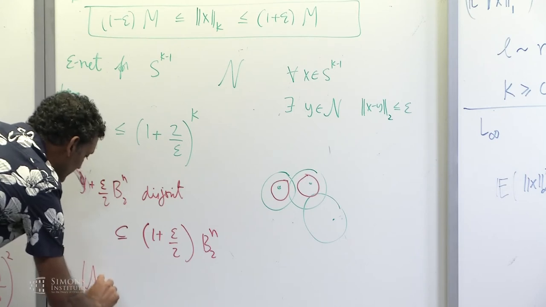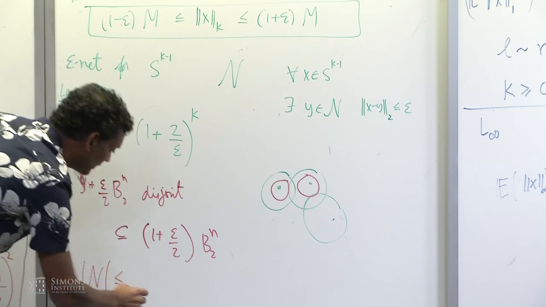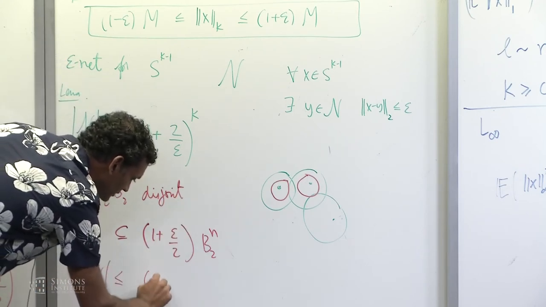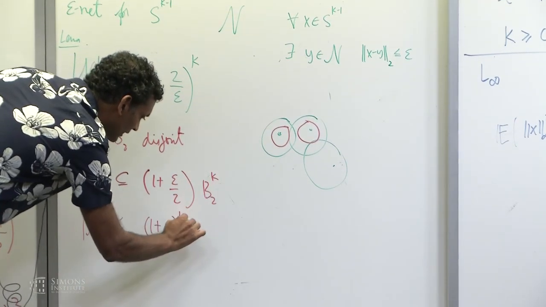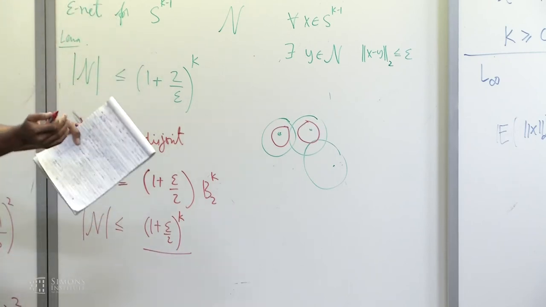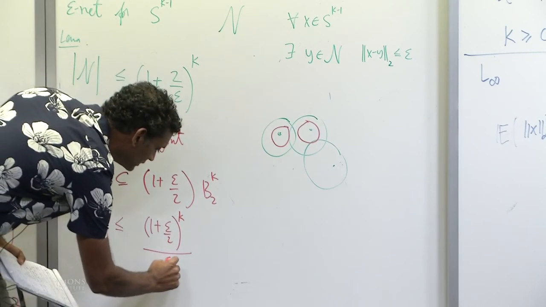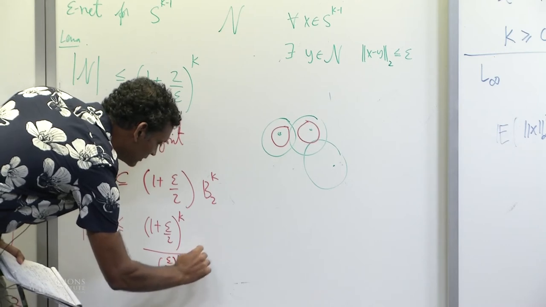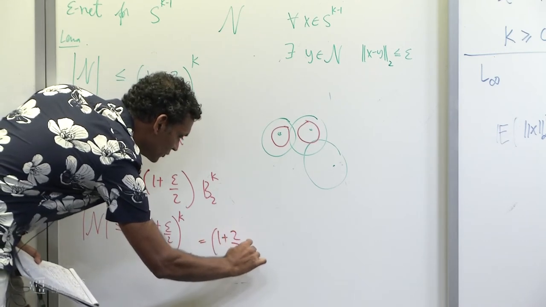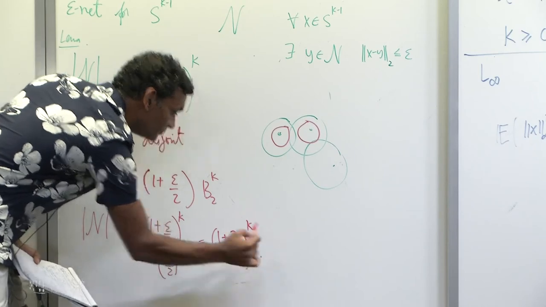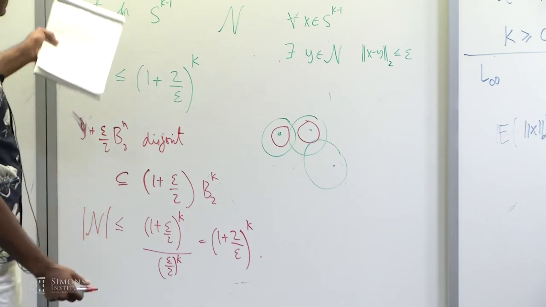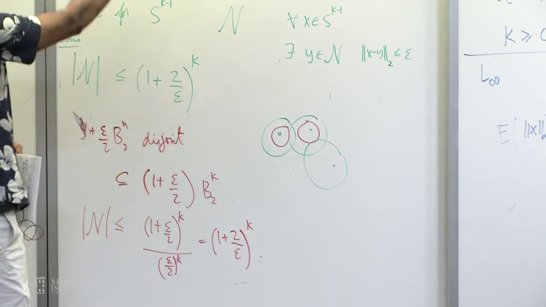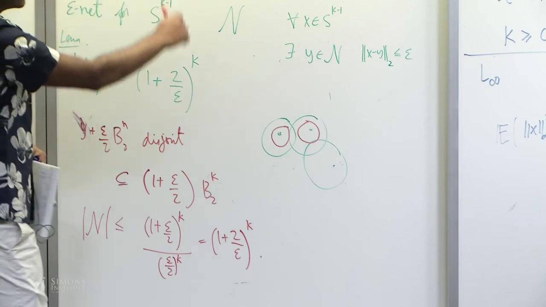Therefore, the size of the net is at most the volume of the outer thing, which is (1 plus epsilon over 2) to the k, not n here, k now, divided by the volume of each one, which is now radius epsilon over 2. So (epsilon over 2) to the k, which gives you (1 plus 2 over epsilon) to the k. So it's just a packing argument. Okay, so that's the number. Now let's go back here. We want to combine this number and do a union bound with this. That'll be enough to conclude the theorem.